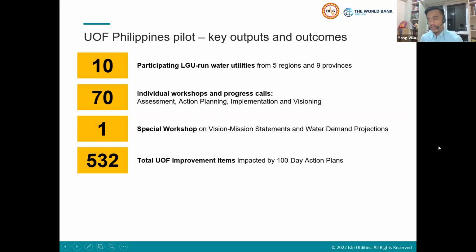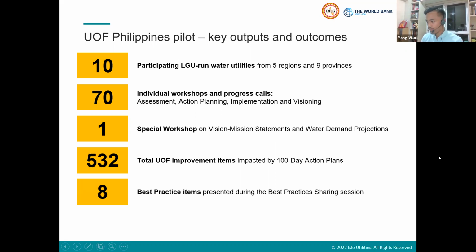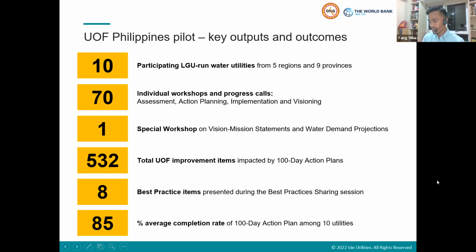In terms of their 100-day action plans across all 10 utilities, there are a total of 532 UOF improvement items. We also conducted for them a best practices sharing session where we invited 6 utilities to share best practice items, a total of 8 best practice items. And I'm very proud that this cohort of 10 utilities have achieved an average completion rate of 85% for their 100-day action plan. Not bad for a first cohort of 10 utilities in this pilot project.